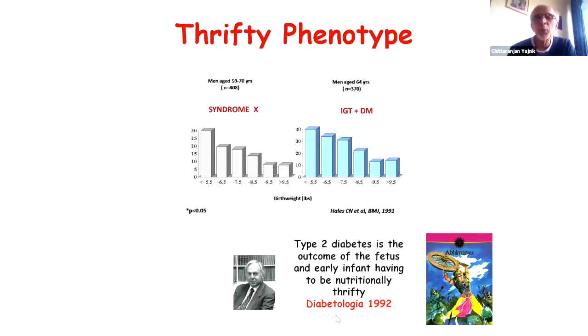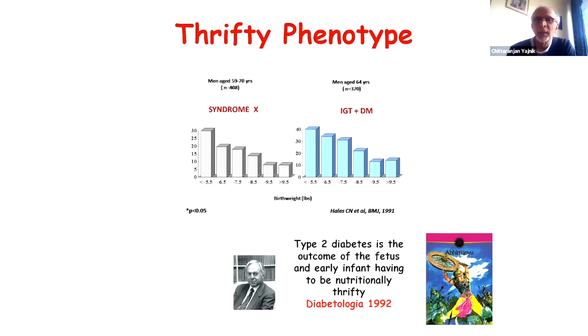He said type 2 diabetes is the outcome of the fetus and early infant having to be nutritionally thrifty. That means that food supply was small and the fetus had to make the best of that food supply so that A, it doesn't die in utero, so it survives, and B, it survives in such a way that it comes out alive and starts growing. So that is a thrifty phenotype.